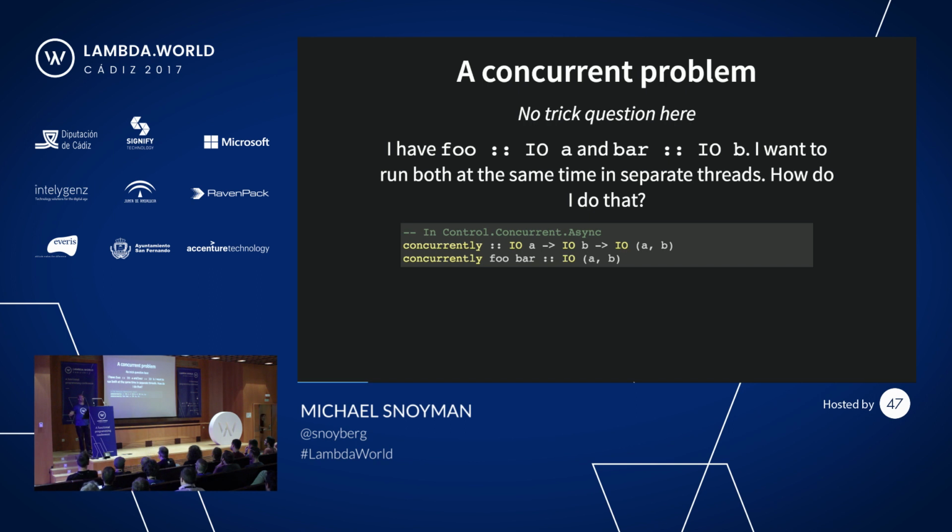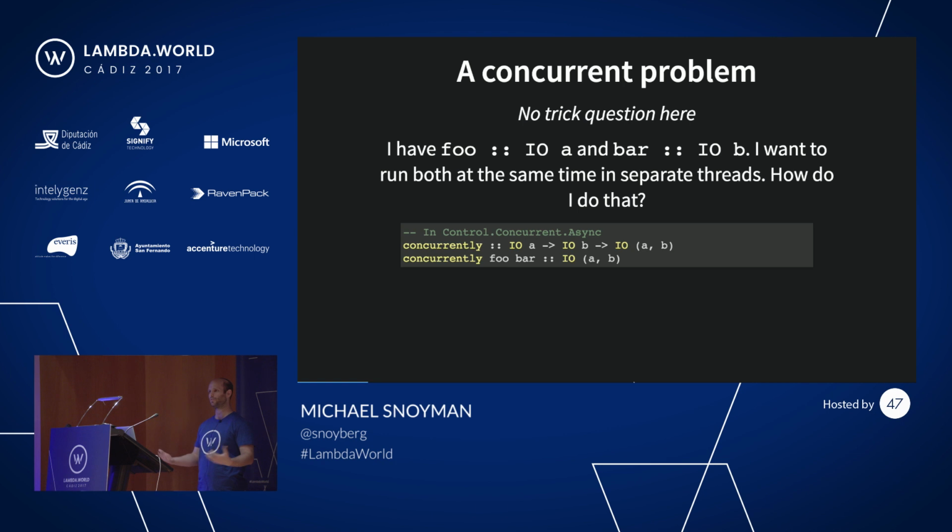Okay, so forget about transformers now that I've given you that great introduction to them. Forget about them completely. We want to do a very simple concurrency problem, because concurrency is so simple to do. We have two different functions, foo and bar. Foo and bar both live in IO, and they return A and B. And now we want to run these two things in parallel, or concurrently. We want them to run at the same time, and we want to get a pair of the two different results. How do you do that?